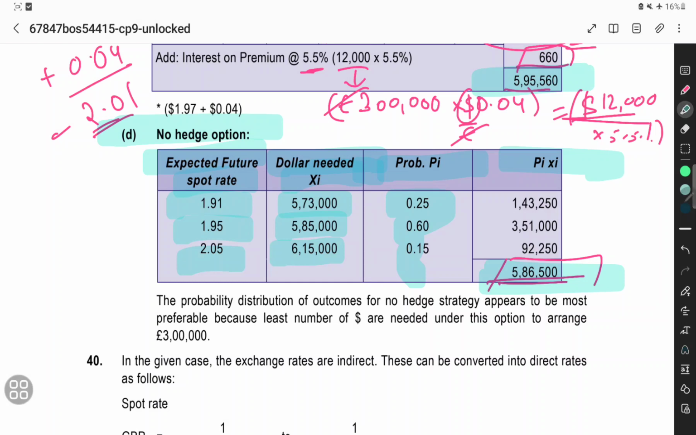So finally they've given a statement. They said the probability distribution of outcomes for no hedge strategy appears to be the most preferable because the least number of dollars are needed under this option to arrange pound 3 lakh.